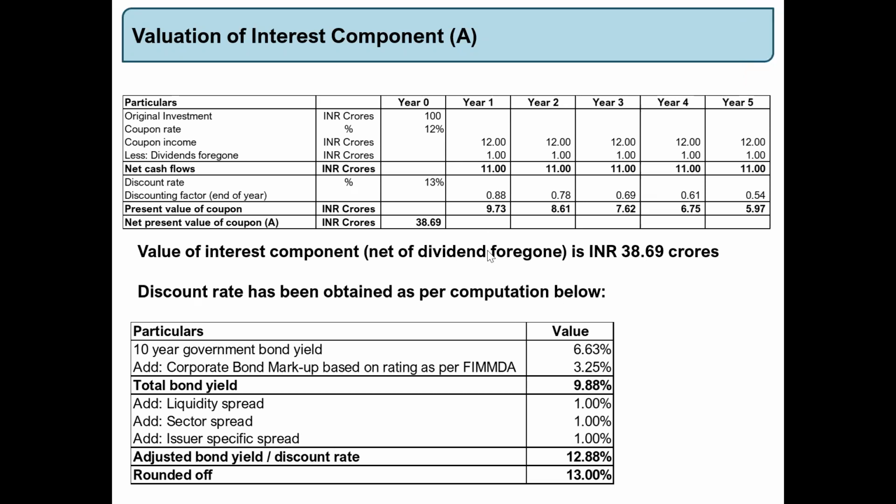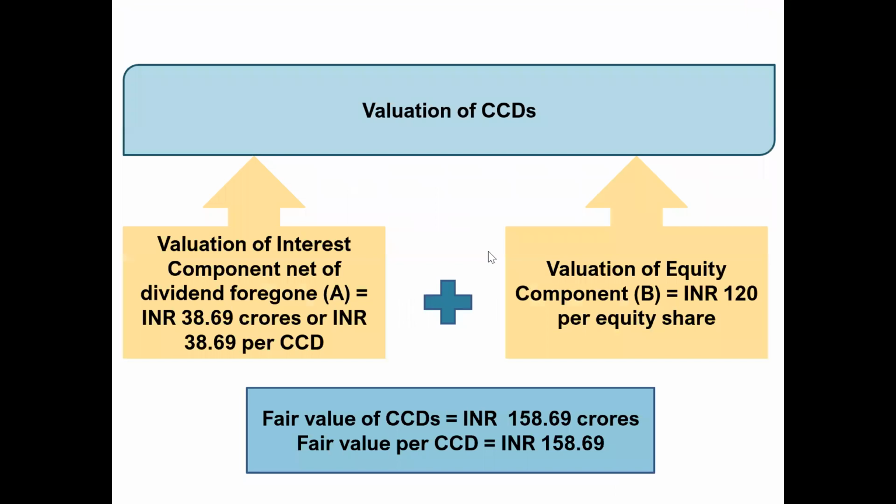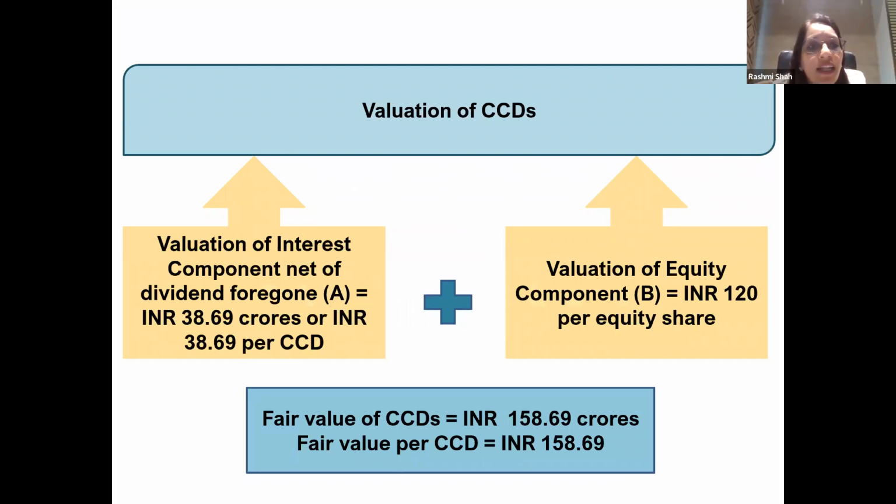It's the value of equity shares. Right. Since the conversion ratio is 1:1, the value of the CCD will be exactly equal to the value per share.